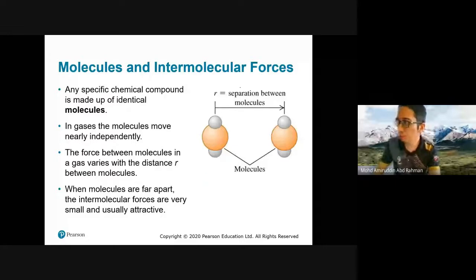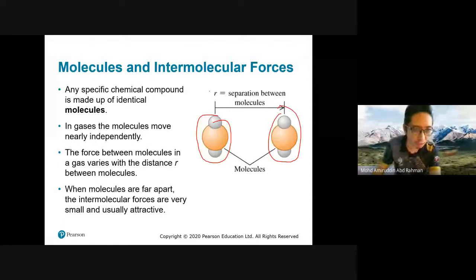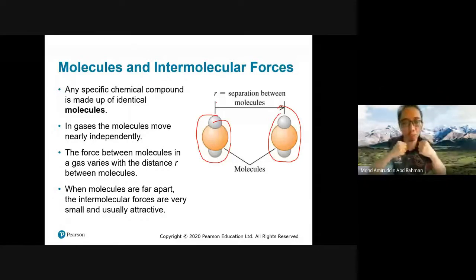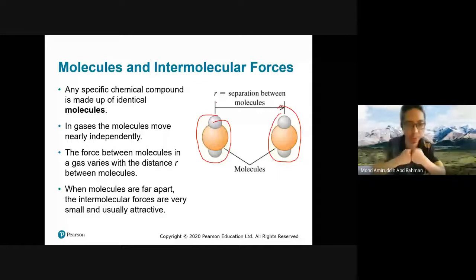Let's say we have these molecules, with the electron and proton. That's a molecule. The separation between them we denote as r, which is the distance. The force varies whenever we have a different distance between those molecules. When the molecules are far apart, the intermolecular forces, meaning the interaction that tries to pull the molecules toward each other, are very small and usually attractive.